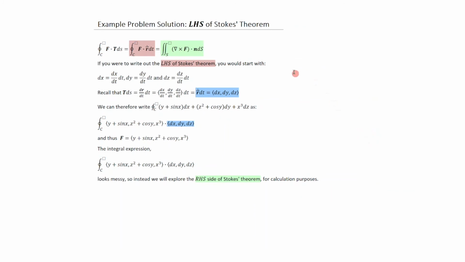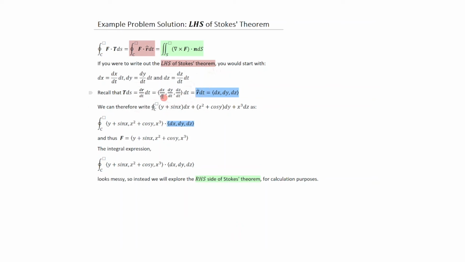All right, so let's do the calculation. If we were to write out the left-hand side of Stokes' theorem, which would be this part here, you'd start with dx equals dx/dt dt, dy equals dy/dt dt, and dz equals dz/dt dt. And recall from a previous lecture that t dS is just dr/dt dt. This is the position vector, and this would be just like writing this out in full form: dx/dt, dy/dt, dz/dt. And this we would call r dot of t.